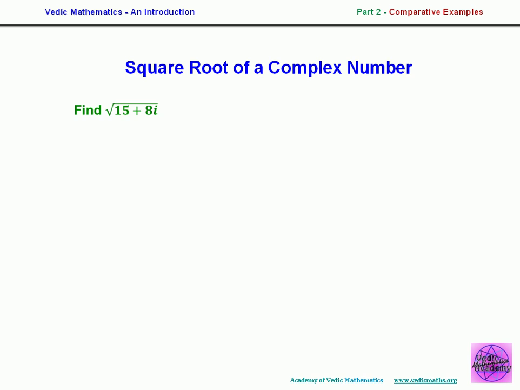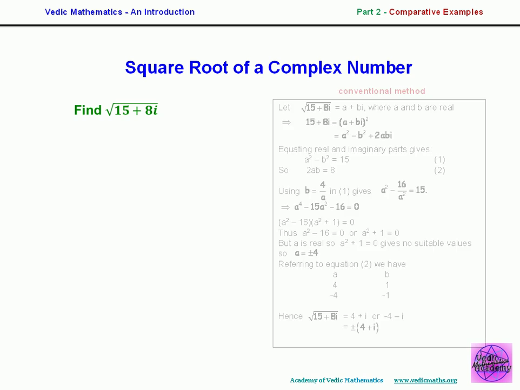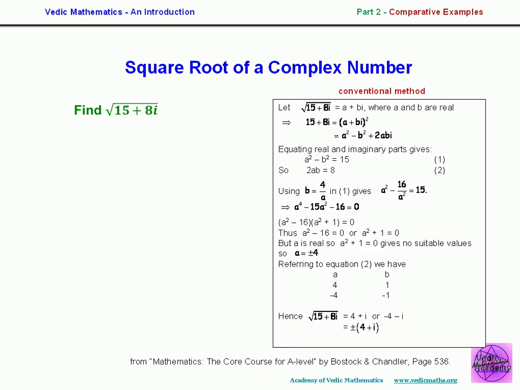Square root of 15 plus 8i, where i is the square root of -1. Here's the conventional method as taken from this book here. And again, horrendous. You have to let what you're looking for be a plus bi, square it out. You end up with a quadratic equation, which you then have to solve. And well, the Vedic method simply allows you to write the answer down in one line. Very much easier.